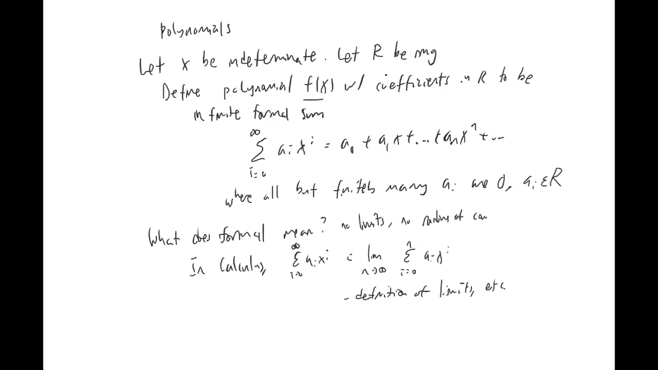So, no calculus, right? We're just constructing this object without introducing things like limits or radius of convergence. So that's what formal means. Everyone follow so far? Because if you actually need to define a sum, you work from there, and we don't want to do that. So, okay.